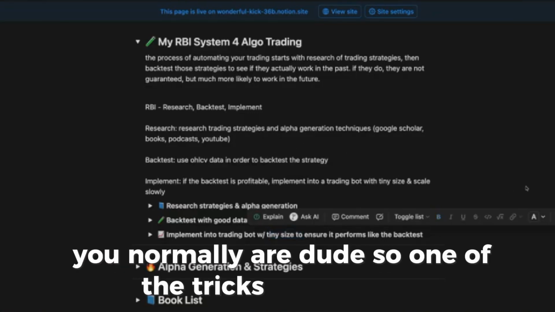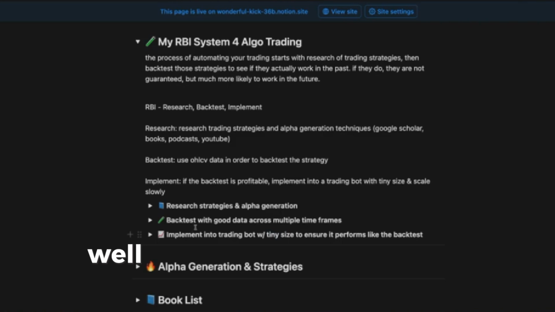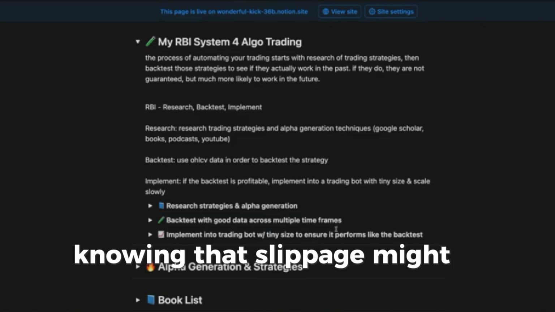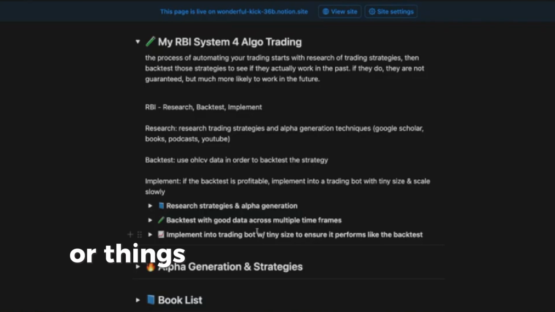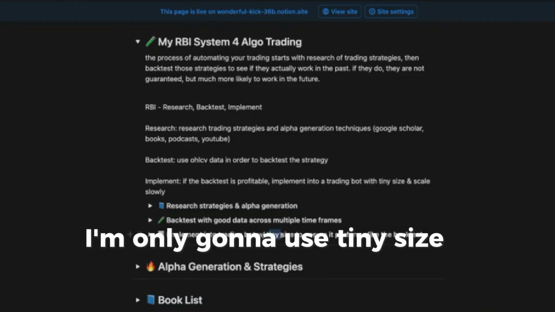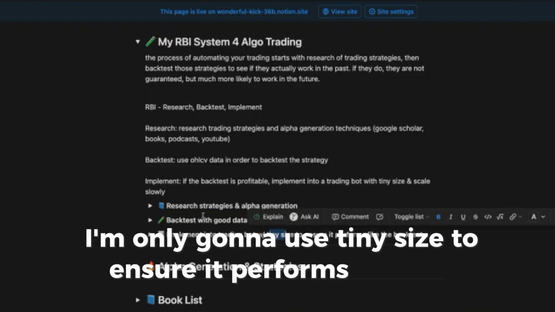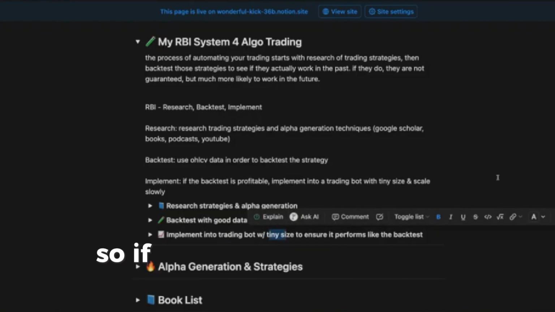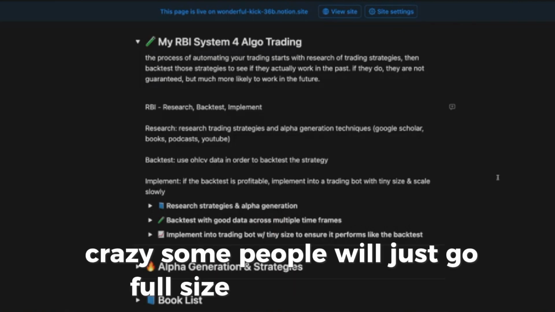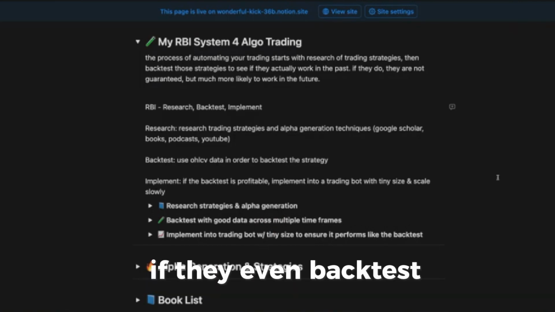So one of the tricks I use is, if it looks good on a backtest, knowing that slippage might be bigger or things just are different in the future, I'm only going to use tiny size to ensure it performs like the backtest. If they allow me to use $10 size, I will use it. It's crazy, some people will just go full size after a backtest, if they're even backtesting at all.